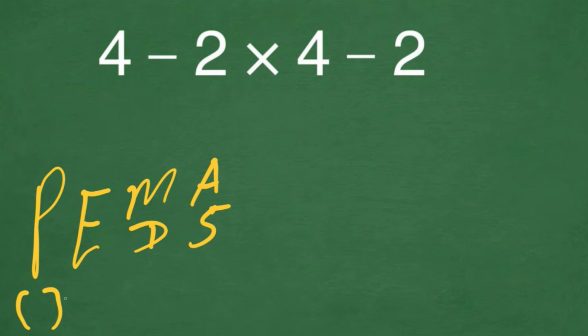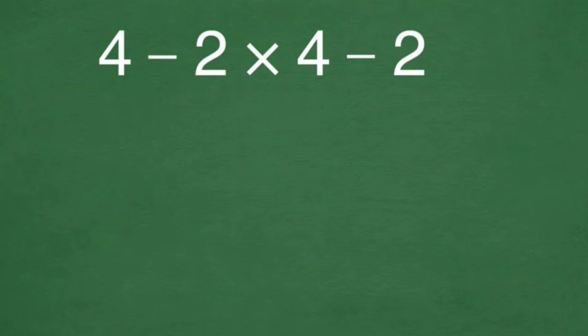And then after we solve all the parentheses, we are allowed to move to exponents. And after we solve all the exponents, we are allowed to move to multiplication or division. And then finally, we solve addition and subtraction. If we solve subtraction before multiplication, it is wrong.